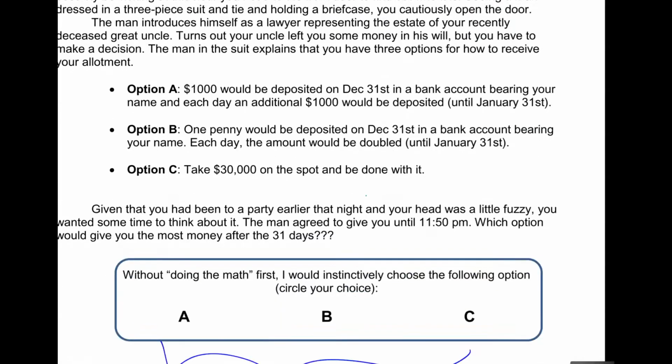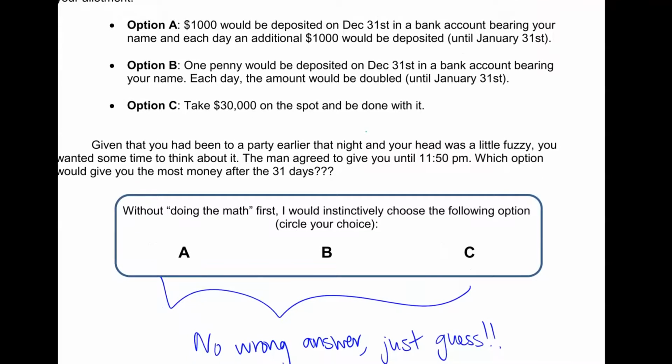You have 3 options how you're going to get your money. Option A, right? $1,000 can be deposited on December 31st, and then each day an extra $1,000 until January 31st. It's pretty cool. Immediately have money. B, 1 penny will be deposited December 31st, right? Every day the amount will be doubled until January 31st. Right, you're starting with a penny. Option C, take $30,000 on the spot.